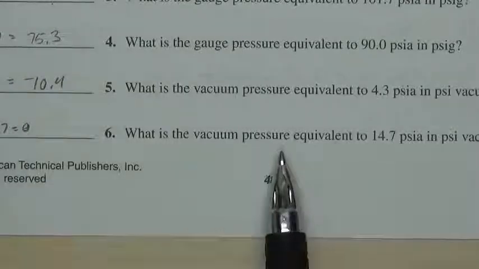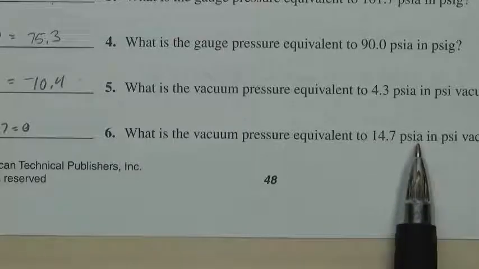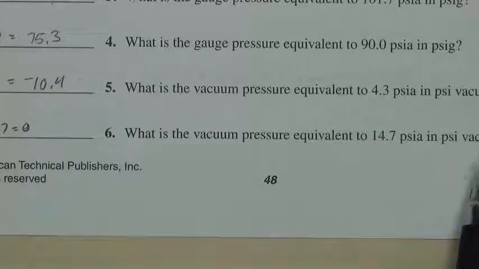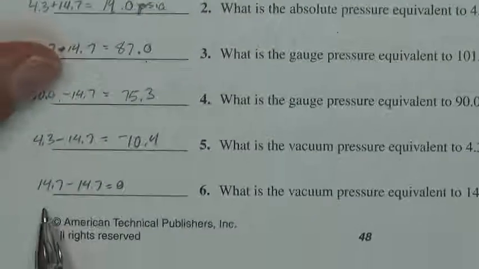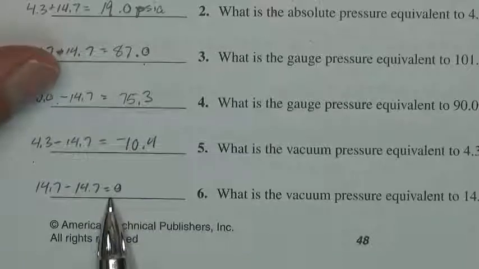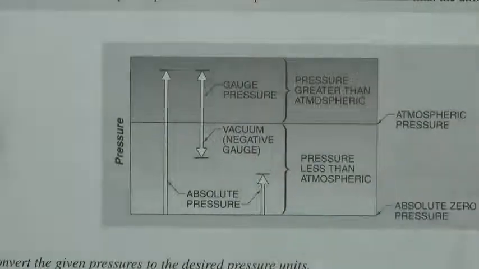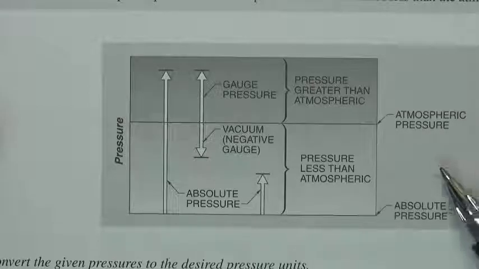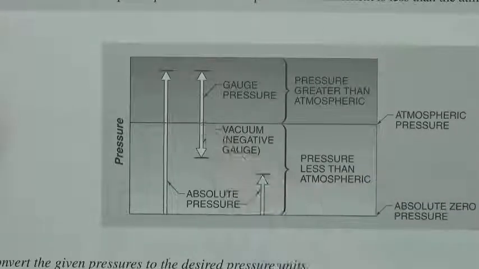What is the vacuum pressure equivalent to 14.7 psi-A in psi vacuum? So we're going to have 14.7 minus 14.7 is 0. So what they're really asking is, what's the vacuum pressure equivalent to this atmospheric pressure? Well, it's 0. That's the reference point.